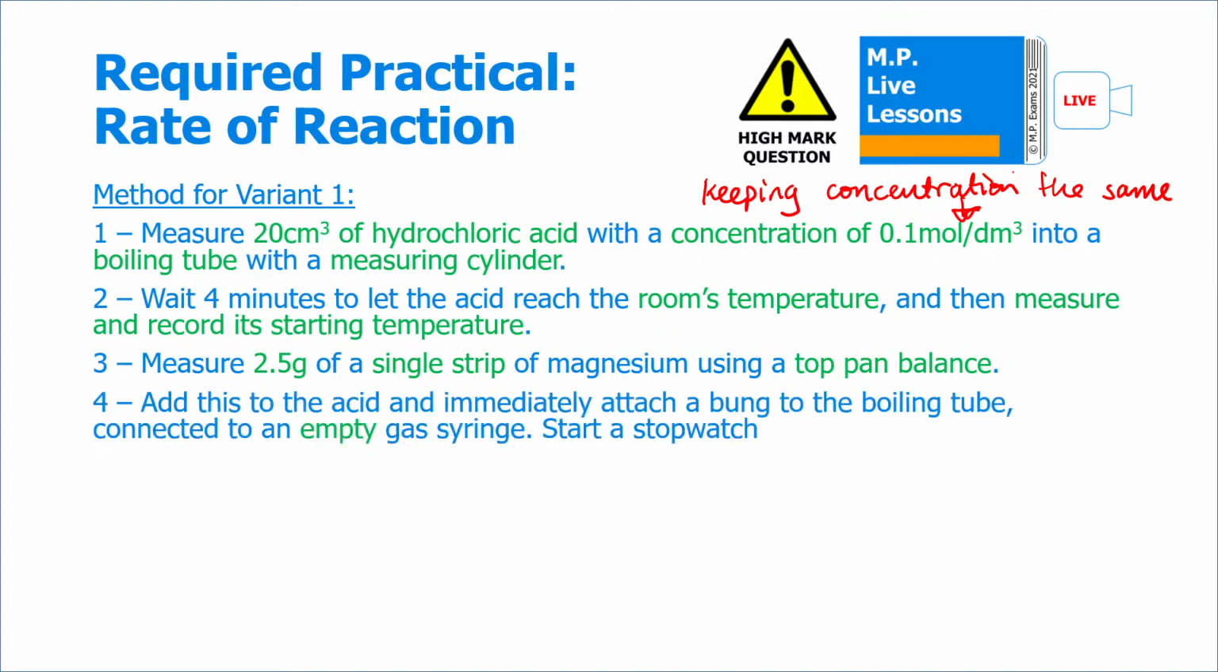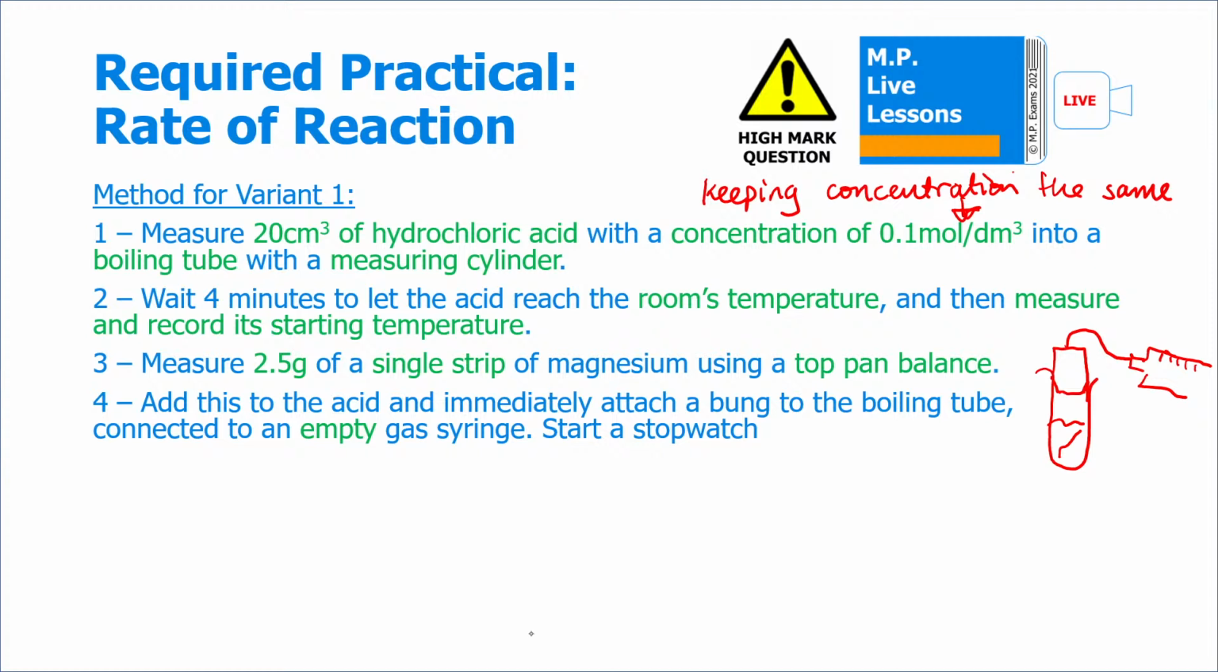Then we add this to the acid and we immediately attach a bung to the boiling tube so that we can collect the gas into an empty gas syringe. And we start a stopwatch at the same time. So what we have is our boiling tube. Once we put the magnesium in, like this little wire here, we're going to seal it with this bung, which then connects to a gas syringe like this.